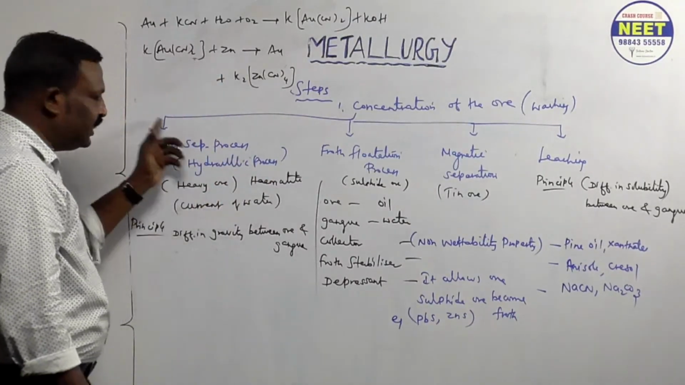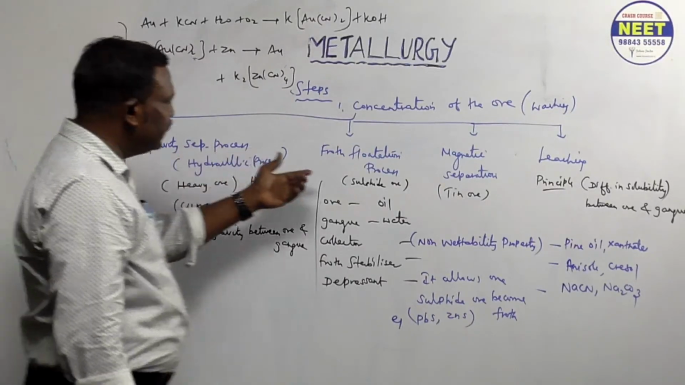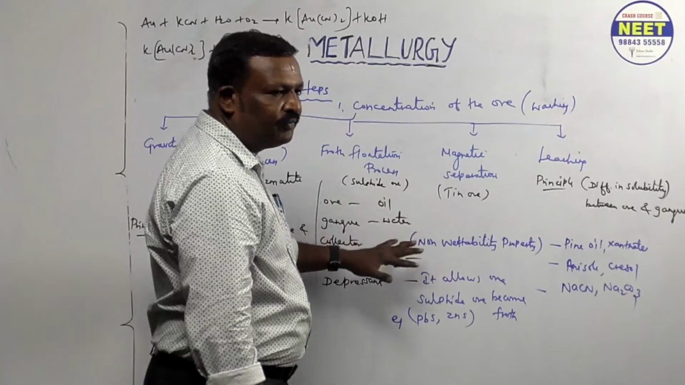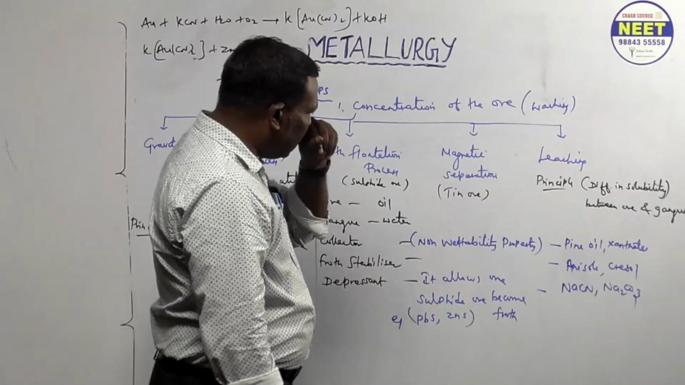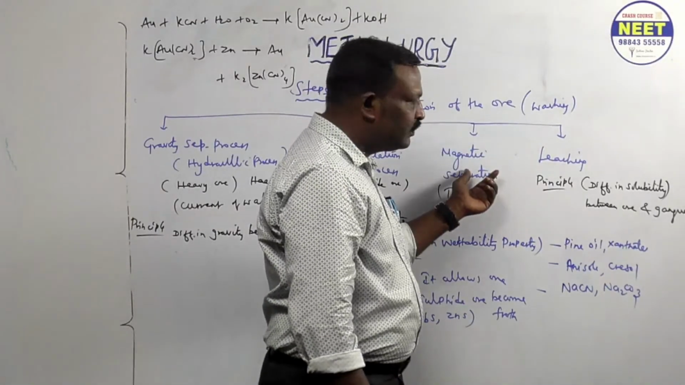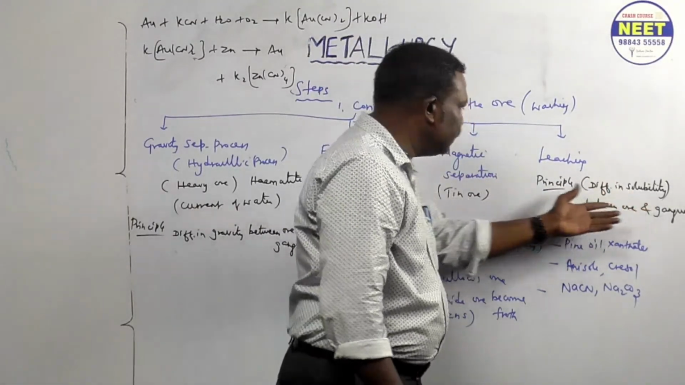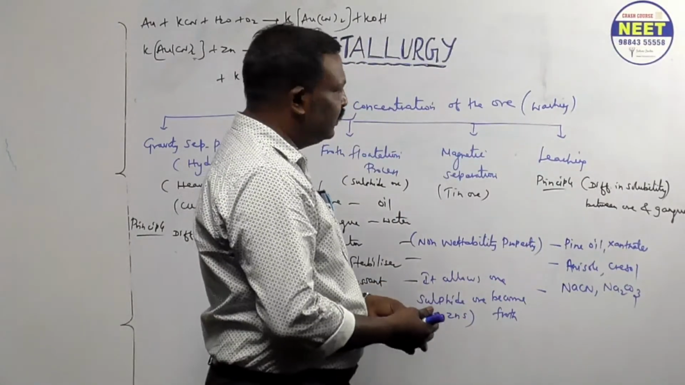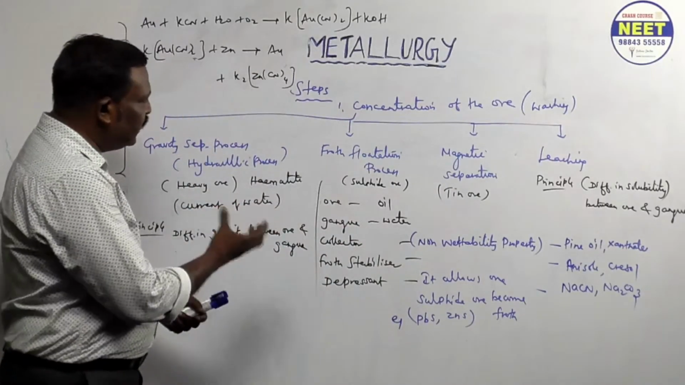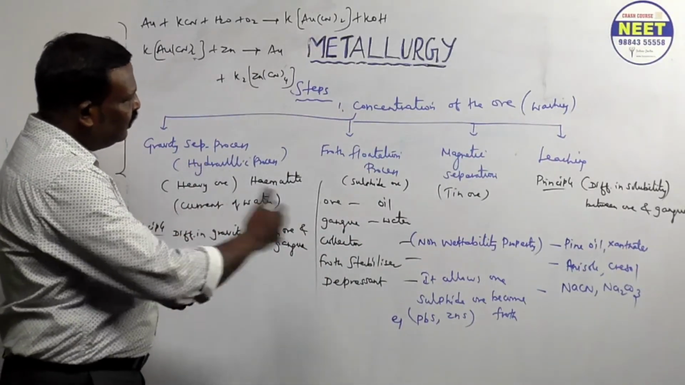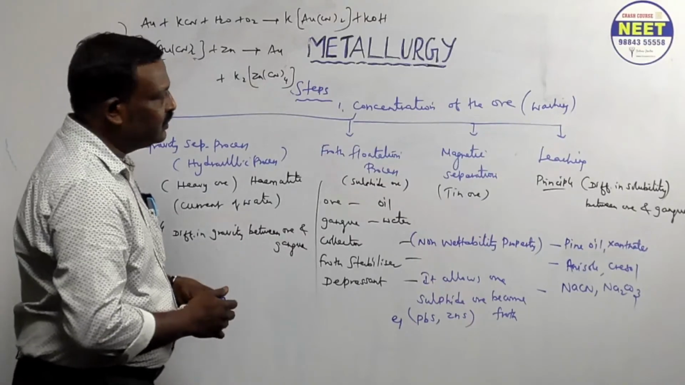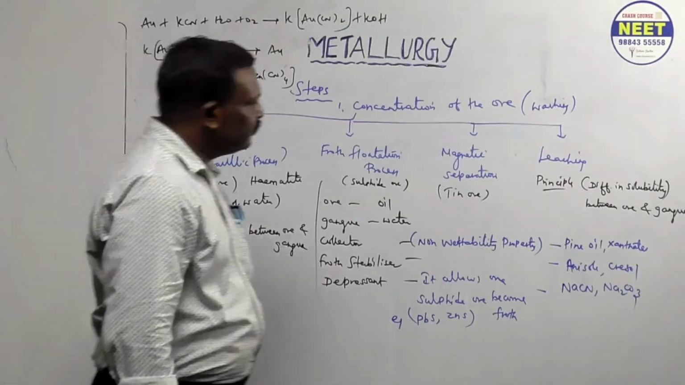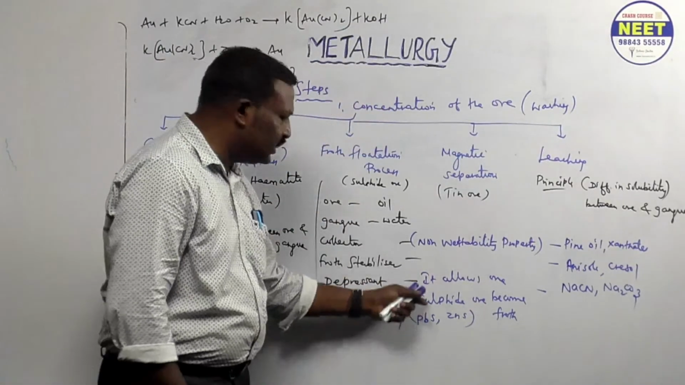So difference in gravity, difference in froth formation: one can form froth, one cannot. Difference in magnetic properties, difference in solubility. So these are the ways, as different ores have different characters. Based on the ore, we do different operations to remove the unwanted substance from the ore. So first of all, we should do only concentration of the ore. These are all important. Just go through all this.